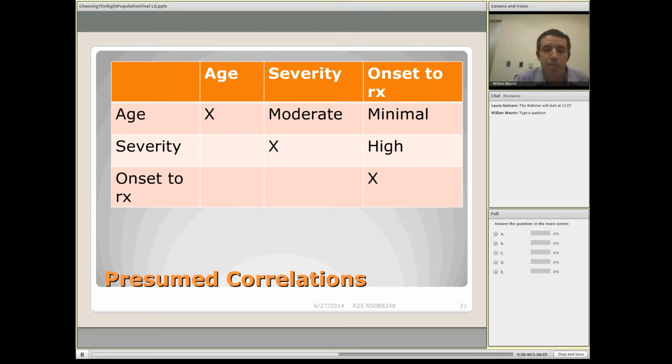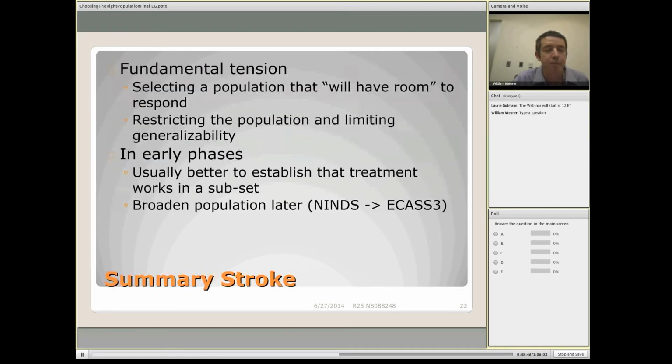So in summary, my stroke example, and then I will be asking one question and handing things back over to Lori. You do have this fundamental tension between selecting a population that will have room to respond and then also restricting the population and limiting generalizability. In early phase trials, which many of you are very interested in developing, it usually works better to try to establish that the treatment works in a subset. So establish that beachhead of this is a promising treatment and it works in a subset, but do that prospectively in an experiment that really works for that, as opposed to looking at that post hoc and finding a subgroup, because that is more playing the statistical lottery per se. So you really want to do it in a rigorous way, and then potentially broaden the population later.